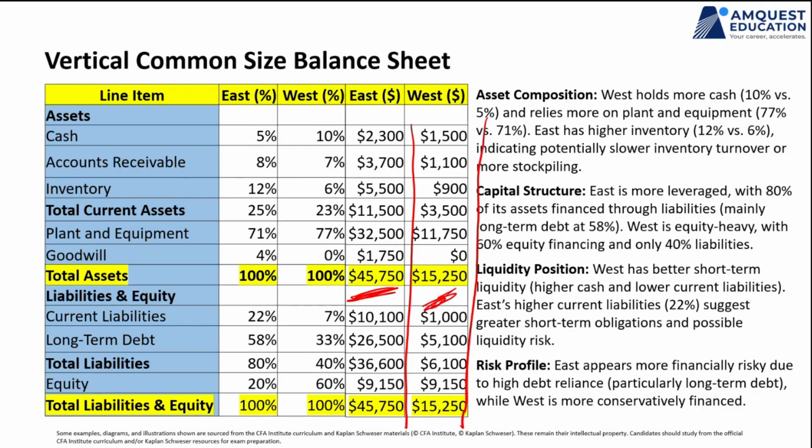And once again, you can analyze the ratios and answer certain questions. You can say East is more leveraged, right? Or on asset composition, West holds more cash, 10%, and relies more on plant and equipment, 77%. East has higher inventory. So you can just make an assessment about the business by looking at the ratios. It's more of a relative concept. We're trying to compare our company against other companies in this sector. So the easiest way to do it is to compare across ratios.